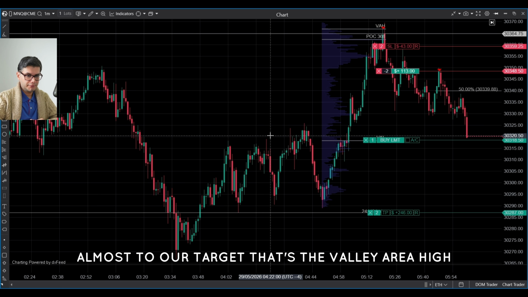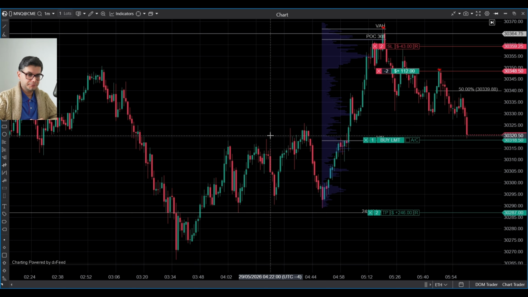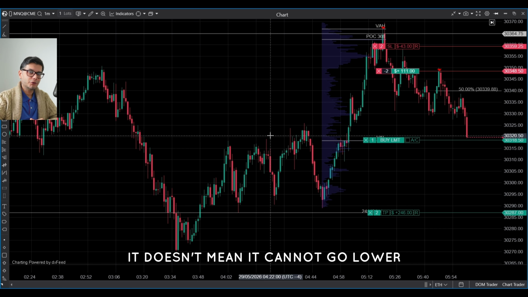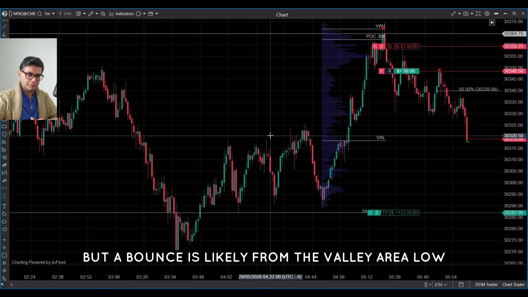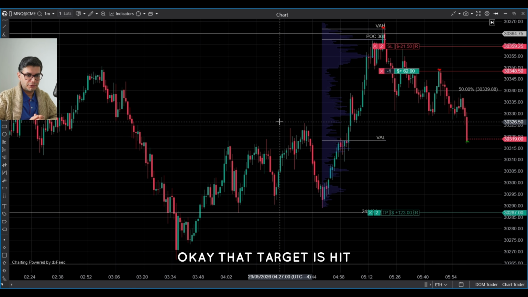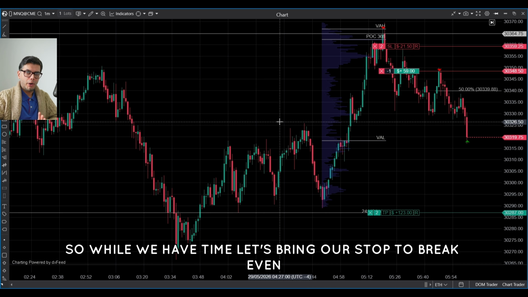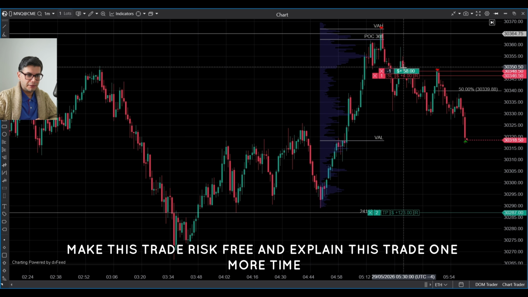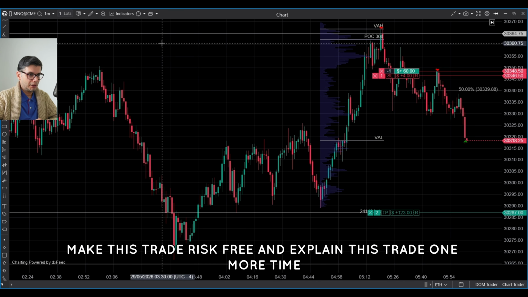Almost to our target. That's the value area high. It can provide support. The price can potentially bounce from this area. It doesn't mean it cannot go lower, but a bounce is likely from the value area low. Okay, that target is hit. So while we have time, let's bring our stop to break even, make this trade risk-free, and explain this trade one more time.